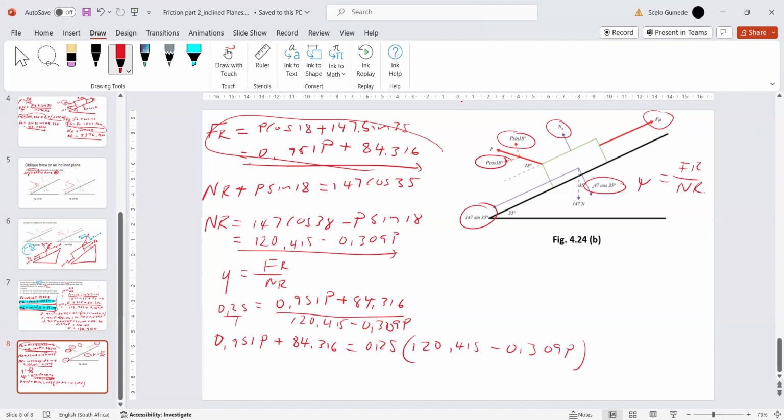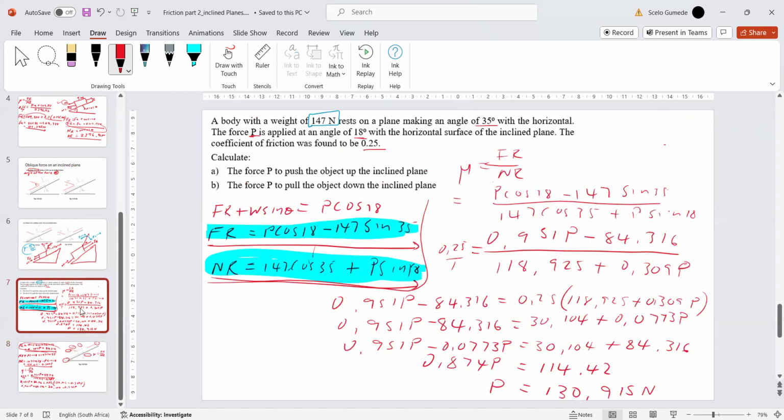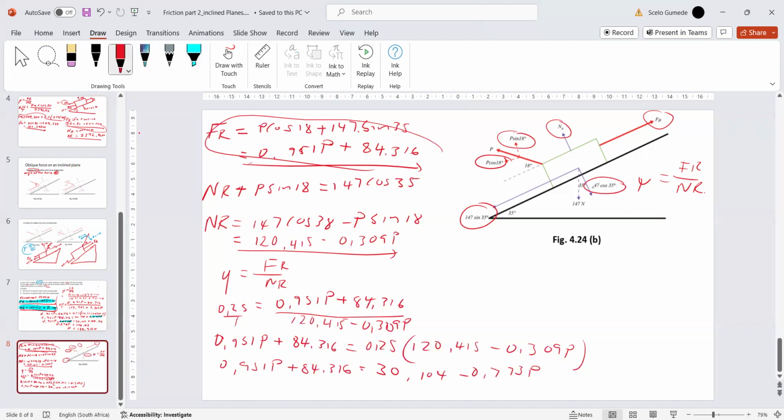Right, let's do the simplification. 0.951p plus 84,316 is equal to, if you open the bracket, then we get 30,104 minus 0.773p. Okay, here I put 0.0773. You are going to go through this, guys. Maybe I copied the wrong thing here, but I think the answers are the same. Let's focus more on the method.